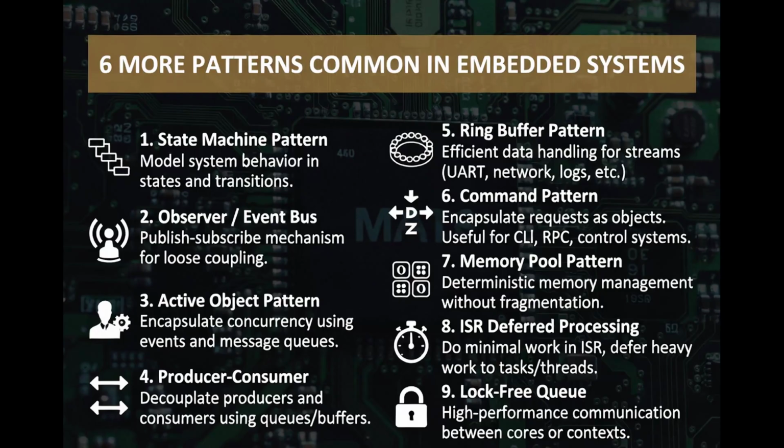Observer event bus pattern. This enables publish-subscribe communication. Modules broadcast events without tight coupling, critical for telemetry systems, distributed firmwares, and monitoring networks. Active object pattern combines event queues, private state, and worker execution. This pattern reduces shared state concurrency problems.